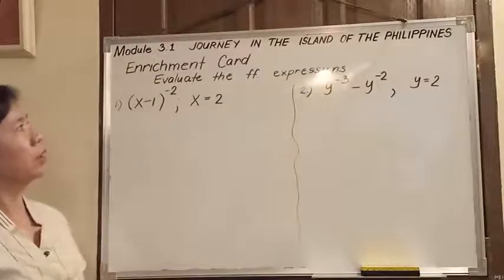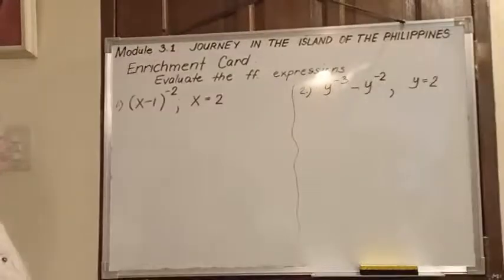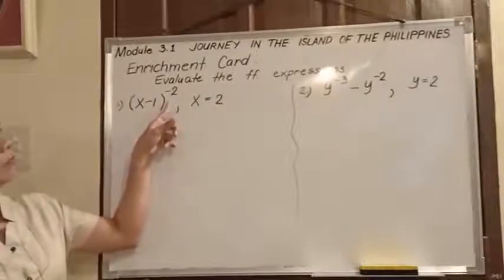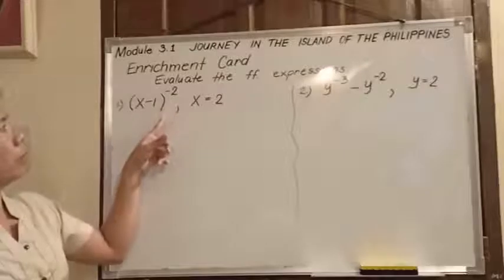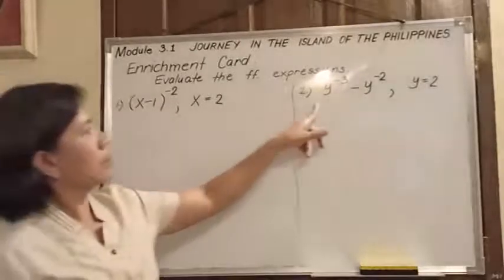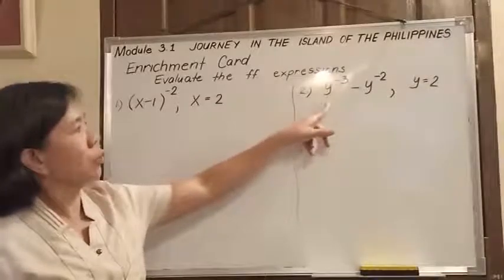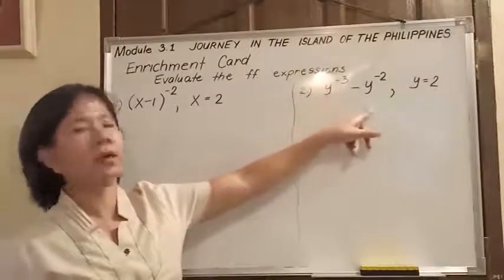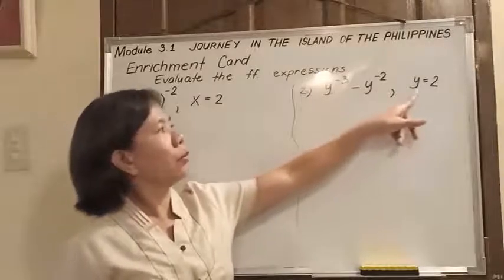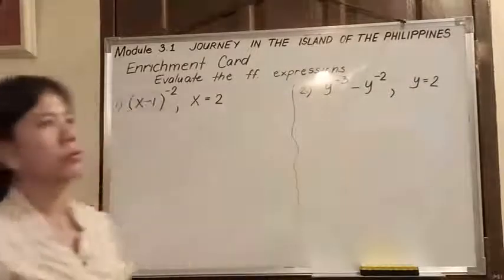For the enrichment card, we evaluate the following expressions. First expression, quantity x minus 1 close quantity raised to negative 2. How will you evaluate this if x is positive 2? Then for the second expression, y raised to negative 3 minus y raised to negative 2. Evaluate where y is positive 2.